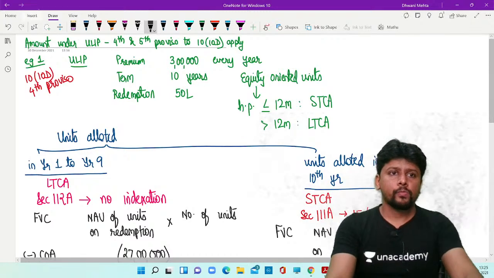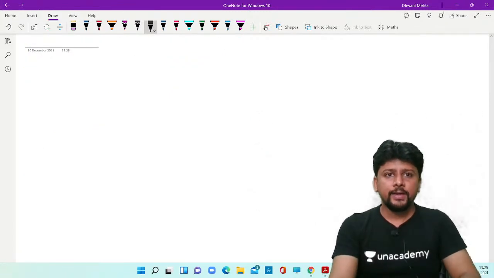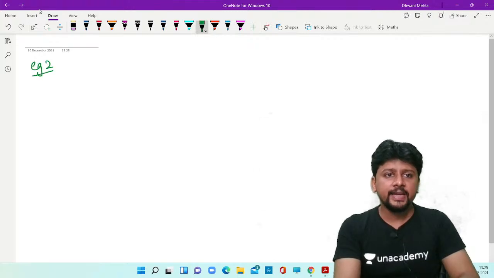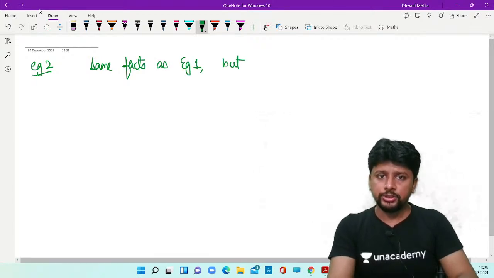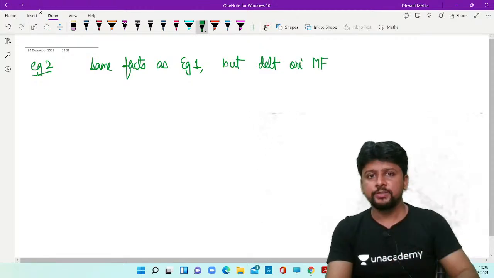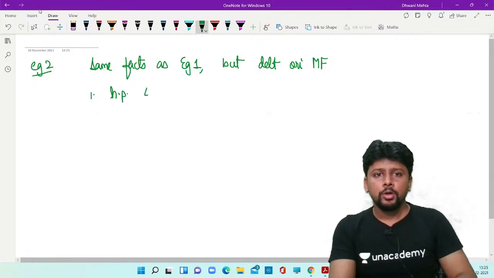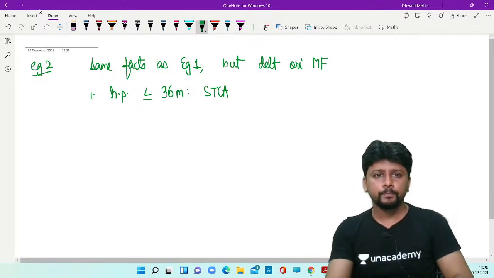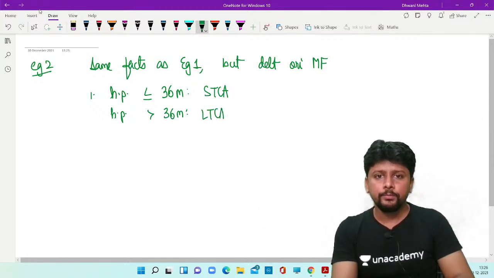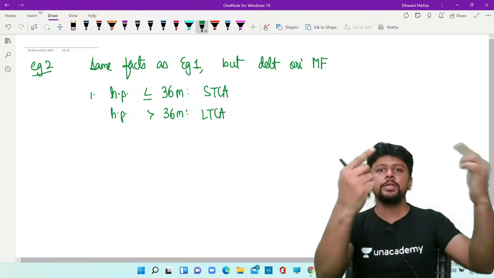Let's say I take up the same example with a slight difference, example number 2. I say they are the same facts as example 1, but with a small change that they are debt oriented fund. Now 2 changes will happen. 1, holding period up to 36 months short term, which means the last 3 years' units will be short term. Holding period greater than 36 months long term, which means the initial years all the units will be long term.